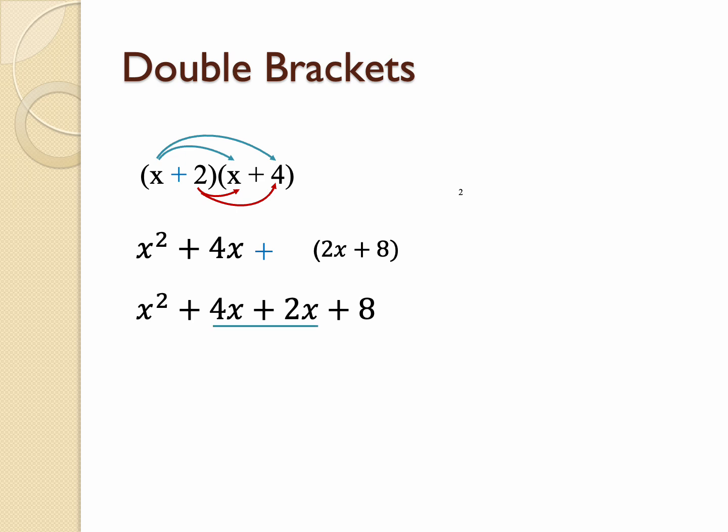So we add the like terms. So 4x plus 2x are the like terms, others are different. And as a result of that, we get x squared plus 6x plus 8. So we have opened the brackets and we have successfully managed to multiply. So that was the conclusion. That takes us to the conclusion, and I'll see you in the next one.